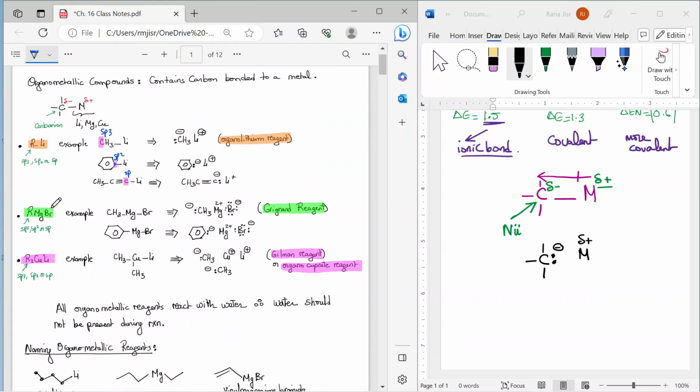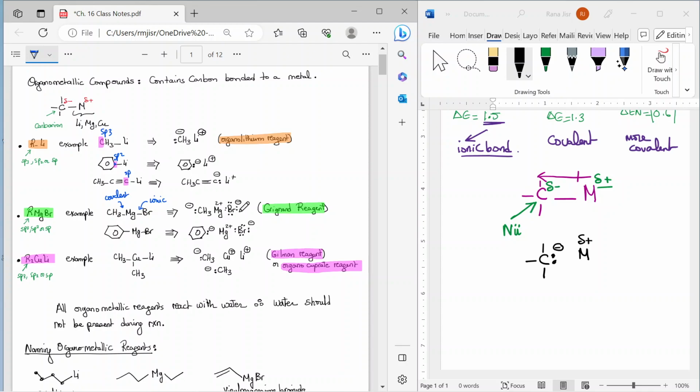Coming to the Grignard, the bond between the carbon and the magnesium, we said that this is a covalent bond, but the bond between the magnesium and the bromine is an ionic bond, okay? So for this bond over here, again, look at the electronegativity difference. This is going to be an ionic bond, but this bond over here is a covalent bond. For simplicity, we are going to represent it in the form of its charges.